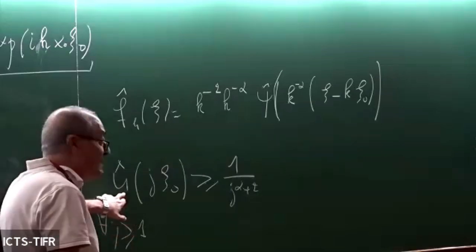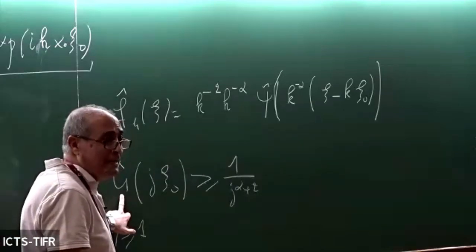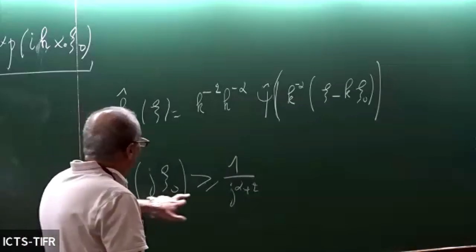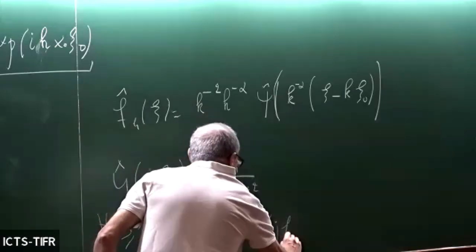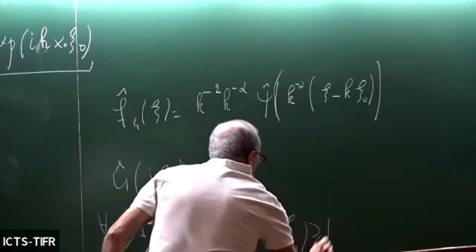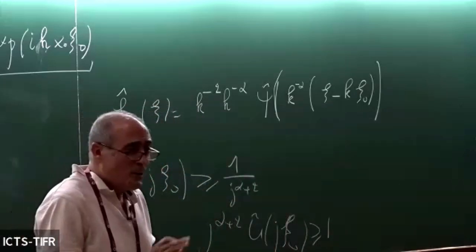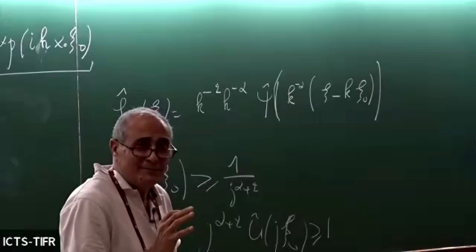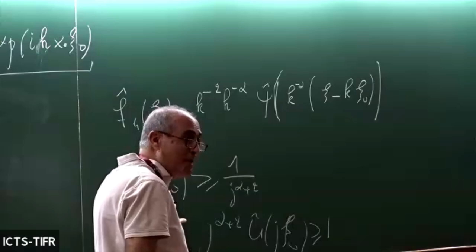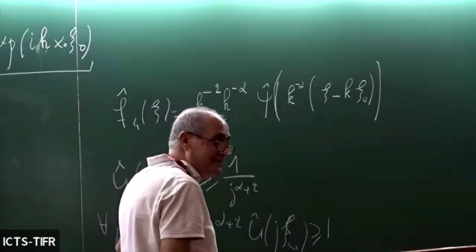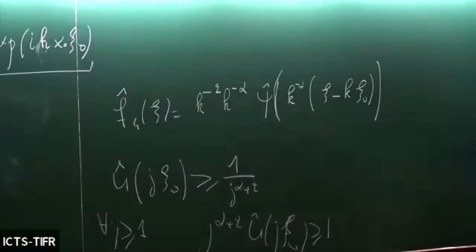2. So you are sure that u hat is not rapidly decaying, because g alpha plus 2 u hat is greater than 1. So u cannot be smooth at 0 in this direction. It's bad news. Doesn't work. Okay, so having this example in mind, we can go further.